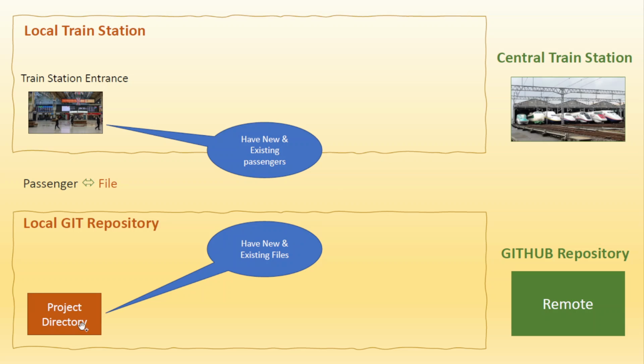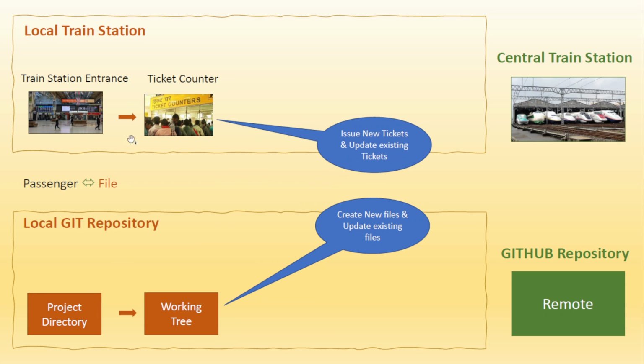Similarly, in the project directory in Git, you would have both any existing file that your project has and any new file that you are going to create. Now I think it would be easy to understand. So here you can relate passenger with file. When we are talking about train, it's passenger. When we are talking about Git, it's file. Now as a next step, you go to the ticket counter.